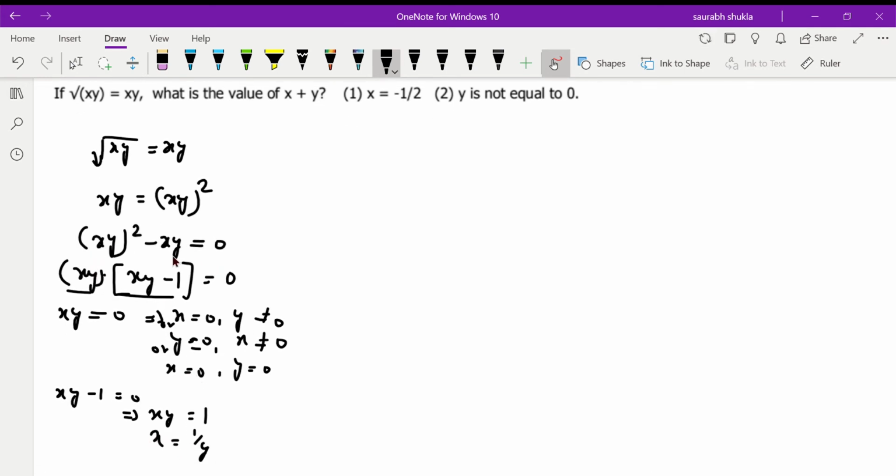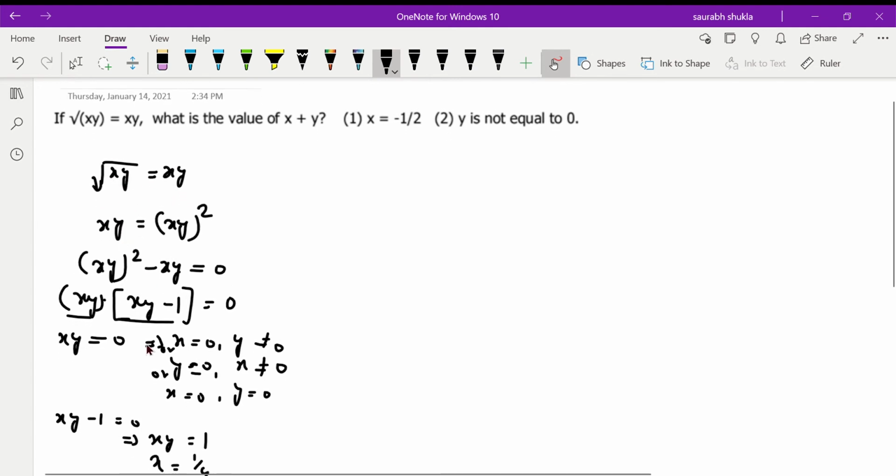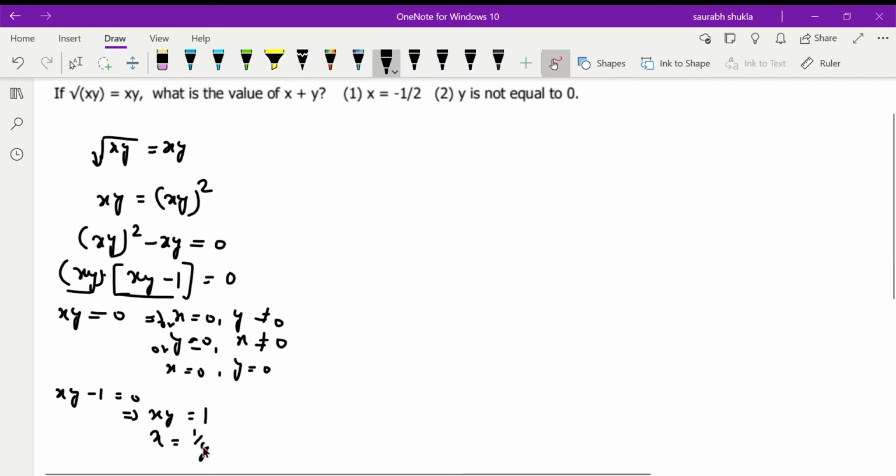So this information actually implies that either x is equal to 0, or y is equal to 0, or both x and y equal to 0, or x and y are reciprocal of each other. In all these four situations, the given equation holds good. So this is what we know about xy. It could be either of these four, but we don't know for sure what is the exact value of x or y. For that we need to move on to the statements.